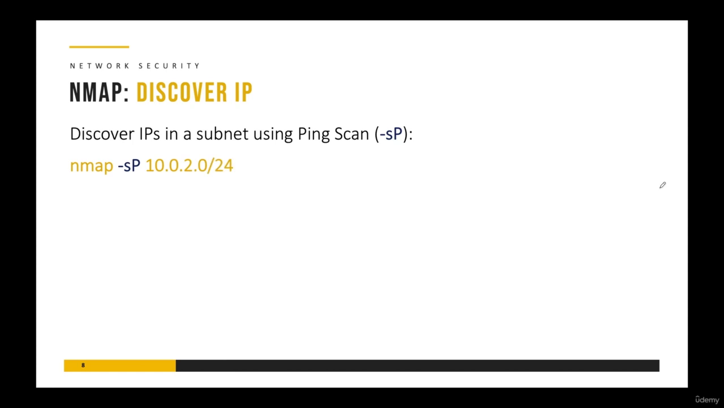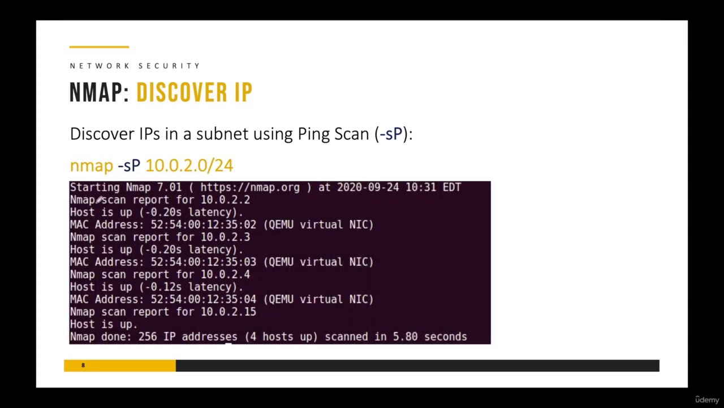So for this purpose, a ping scan or a ping sweep could be done. This is done by specifying the flag -sP, which tells Nmap to launch a ping scan or a ping sweep for a range of IP addresses, which in this case is 10.0.2.0/24. As the results show, we are going to find out all of the IP addresses which are up.